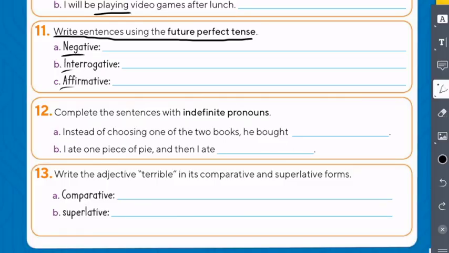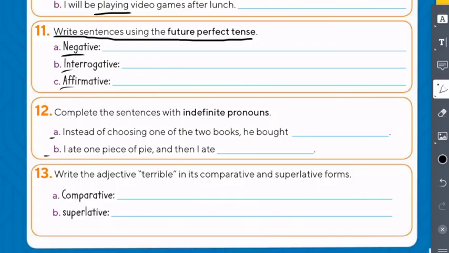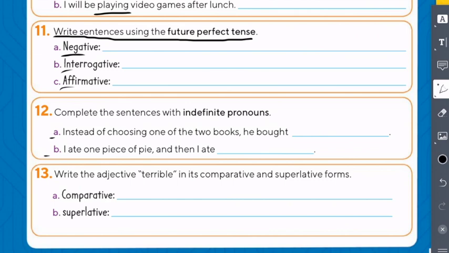Ready? Excellent. Let's go with the number 12. Complete the sentences with indefinite pronouns. A. Instead of choosing one of the two books, he bought. Letter B. I ate one piece of pie, and then I ate. Okay? Indefinite pronouns. We already know this, okay? Remember that we use indefinite pronouns to refer to people or things without saying exactly who or what they are, okay? Super simple.